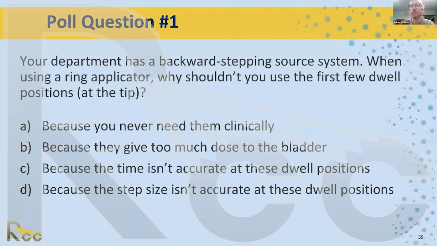So your department has a backward stepping source system. When using a ring applicator, why shouldn't you use the first few dwell positions at the tip?